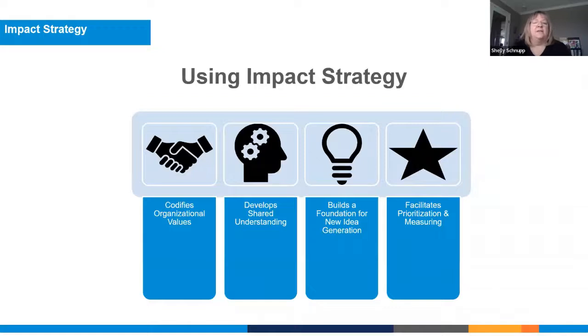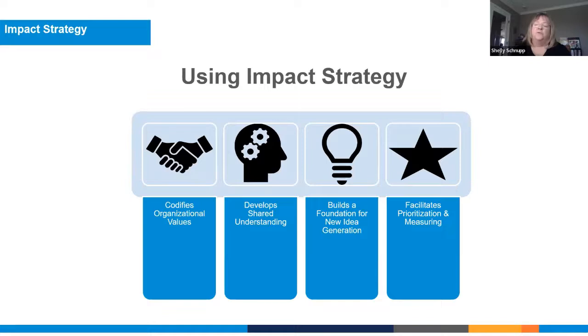So why have an impact strategy? How can organizations benefit from having this type of document? Well, there are a few ways the impact strategy can be used, and they're noted on this slide. This notion of codifying organizational values.